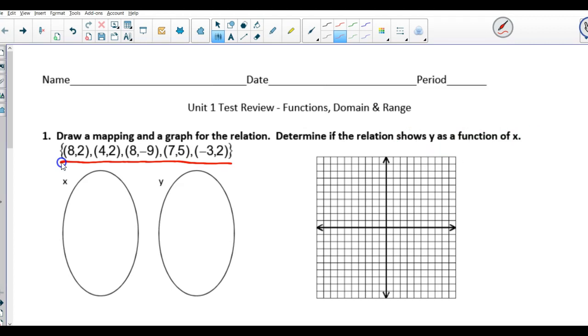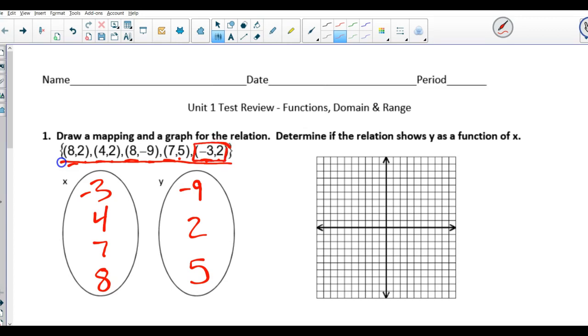So, let's start with the mapping. Remember, with a mapping, you list the x values, which are 8, 4, 8, 7, and -3 in numerical order: -3, 4, 7, 8. Do not list the 8 twice, only once. Then we have the y's in numerical order: -9, 2, 5.